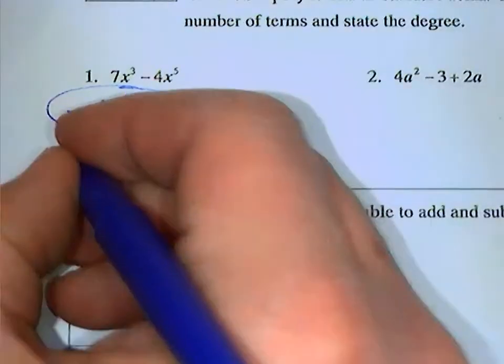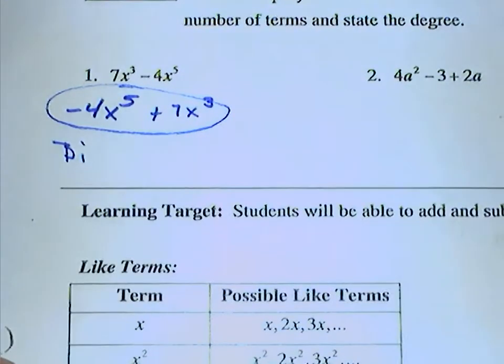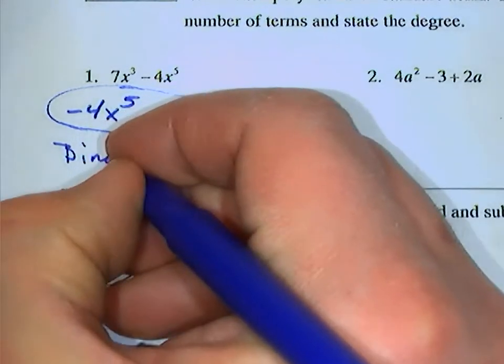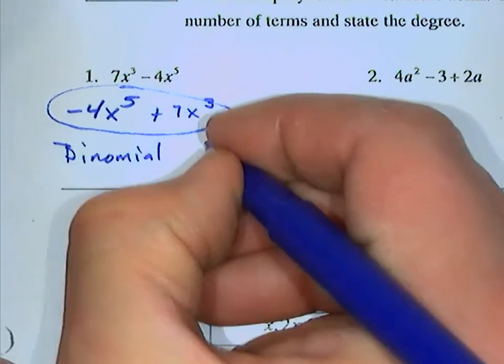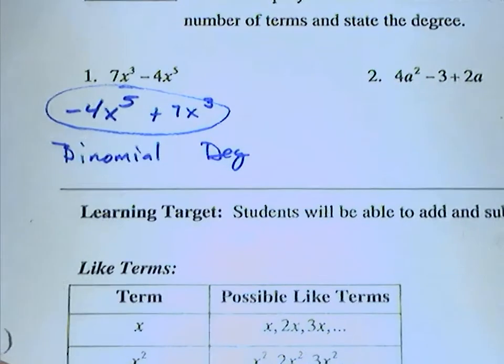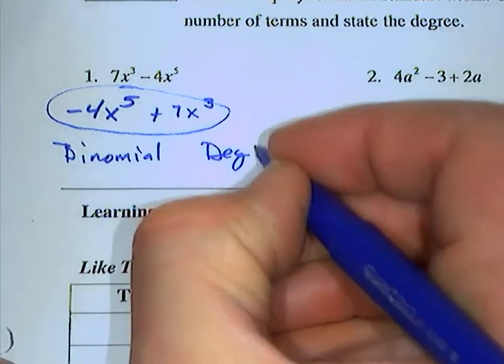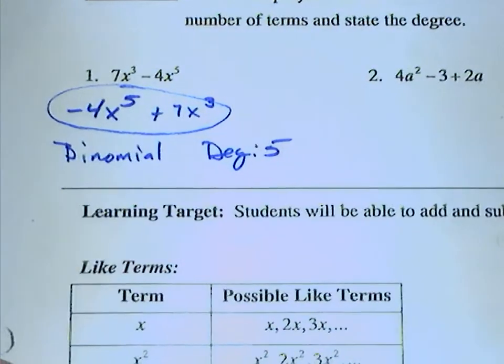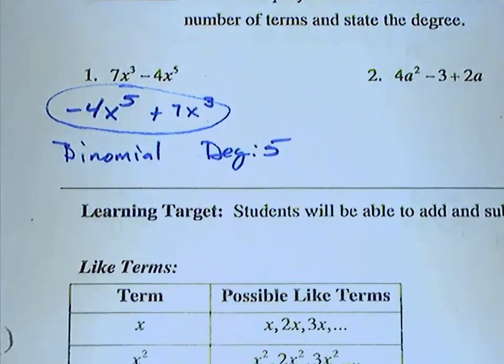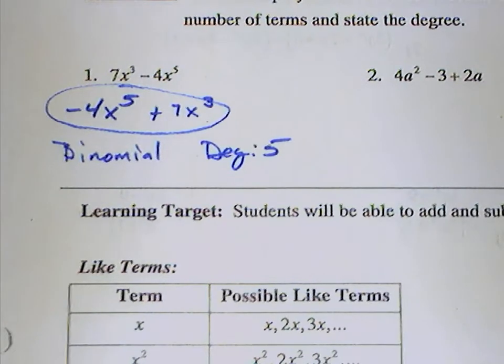This is a binomial. Bi meaning 2, there's 2 terms. So this is a binomial. And then degree, what is its exponent? What do you got? 5. Perfect. So that thing is in descending order now. It is a binomial with degree 5. Okay. The largest exponent. Very good.